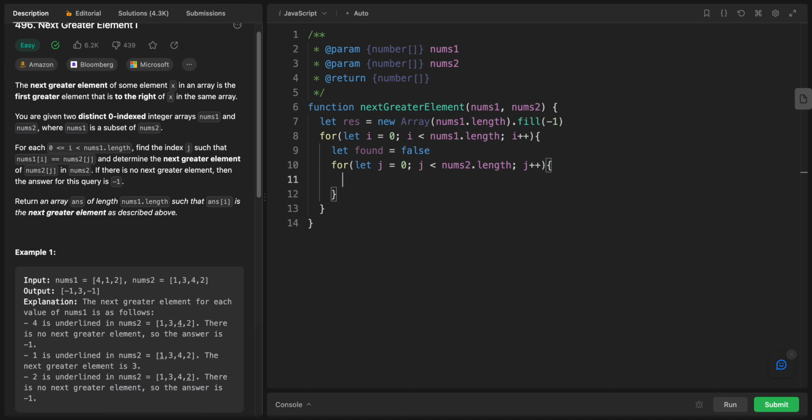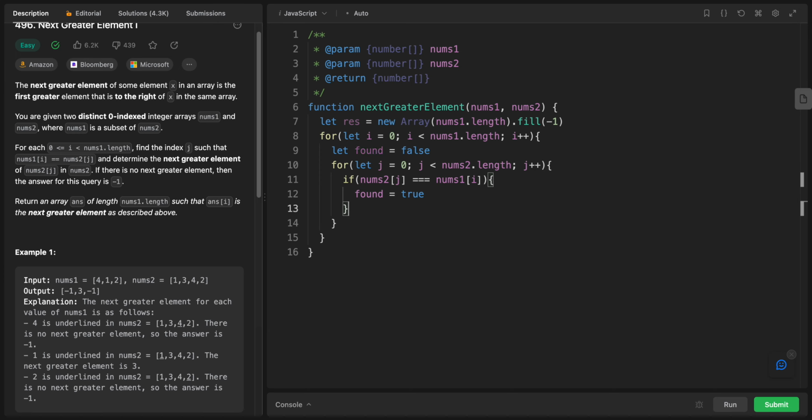First of all, I'll say that if nums2[j] equals nums1[i], I will make found true.